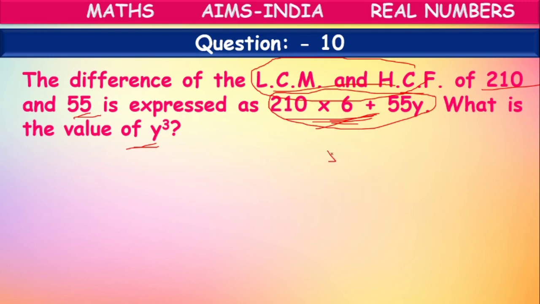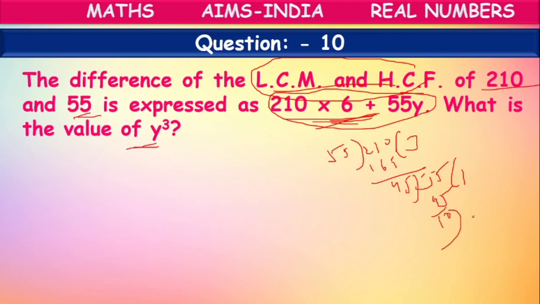So what is the HCF? Given numbers 55 and 210. 55 3 times, 3 5s are 15, 165. What will we get here? 45. Here 55, 45 1 time 45, again 10 will remain. 10 4s are 40, 5 will remain. 10 we take this side, 5 2 times 10. When we divide with 5, the remainder is 0. So 5 is the HCF.